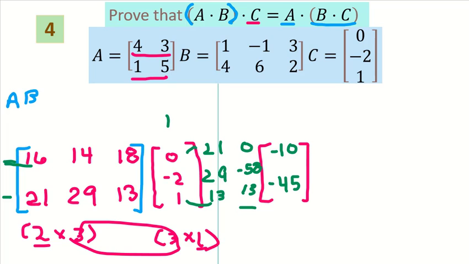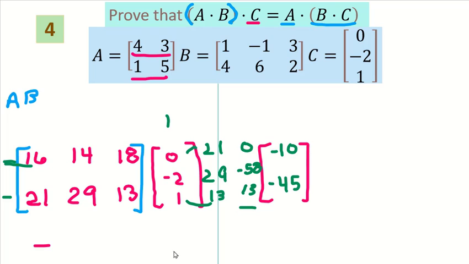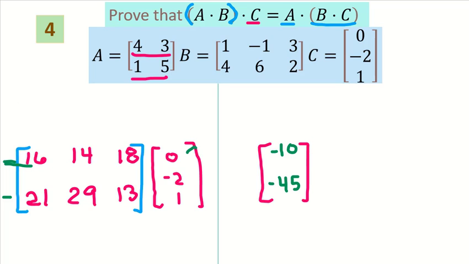Okay, let me erase a little bit. We're going to take that resulting answer and compare it to when we multiply those three matrices, grouping them in a different way. This is the associative property.